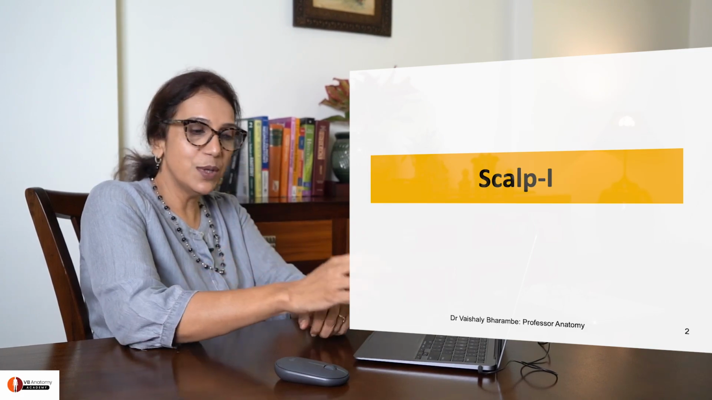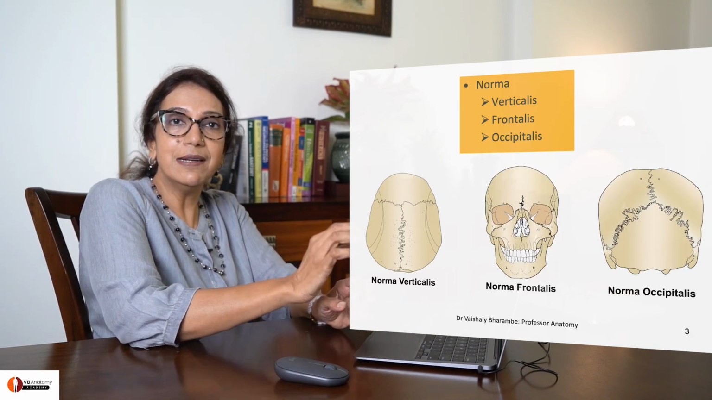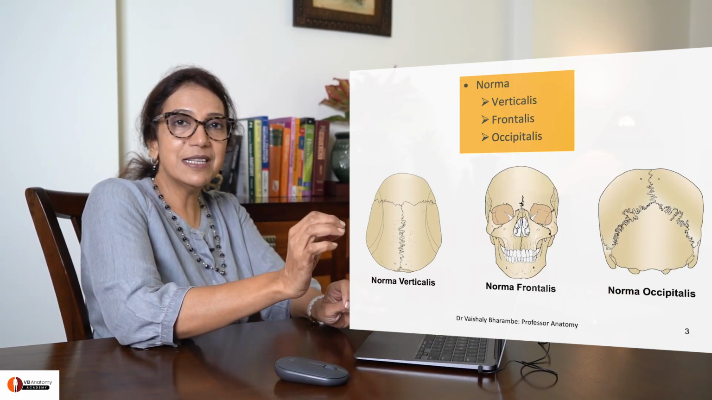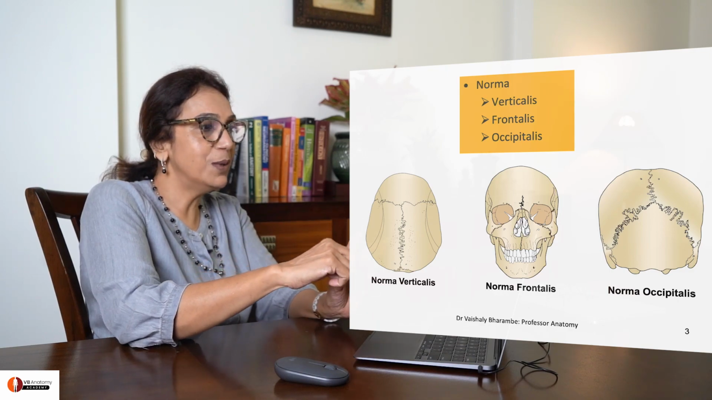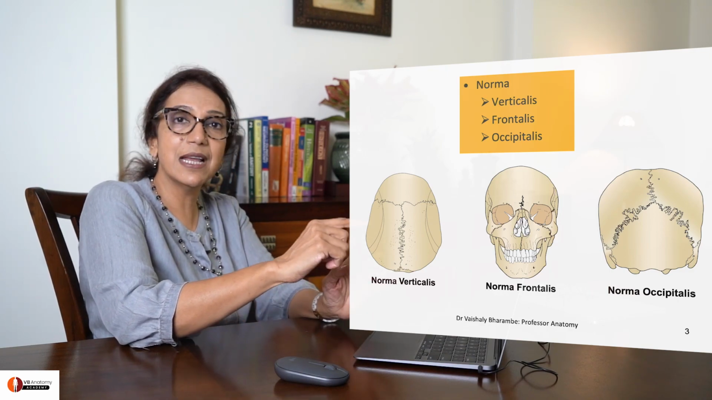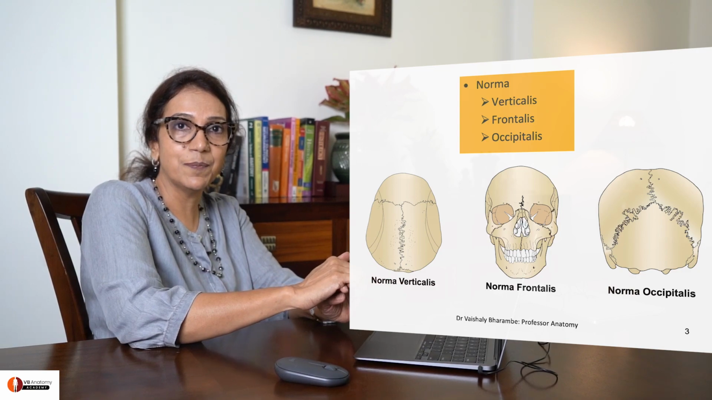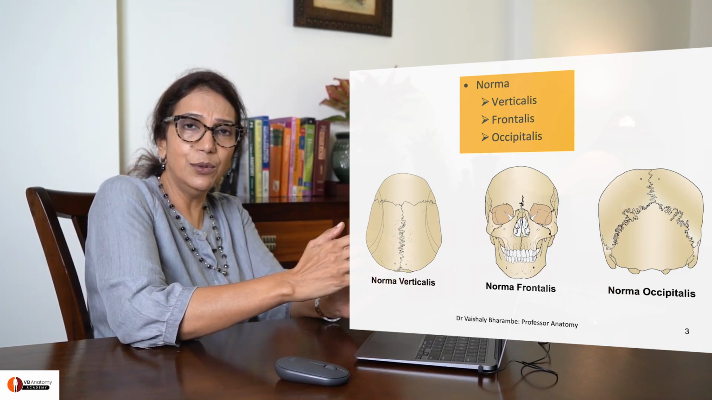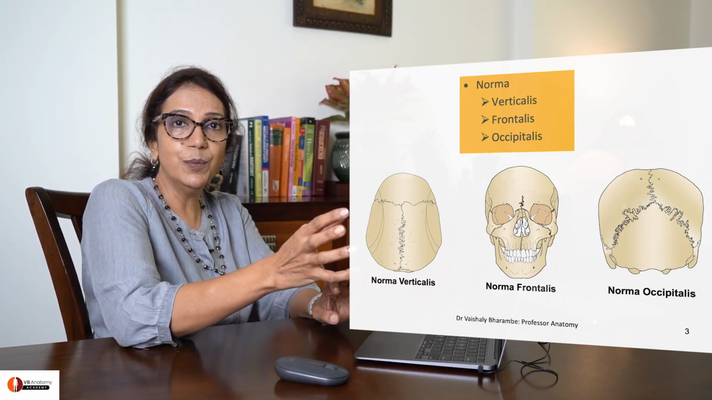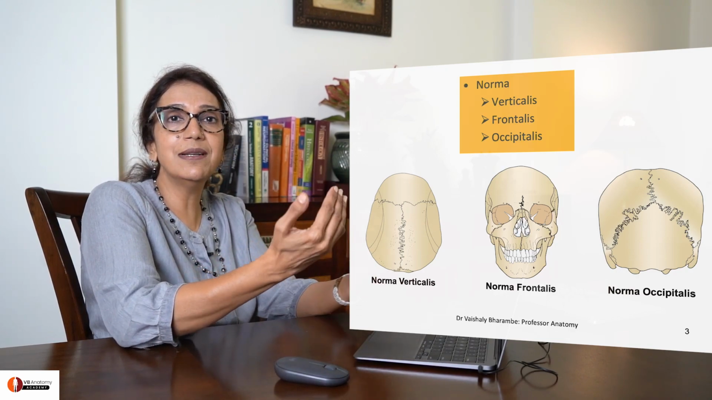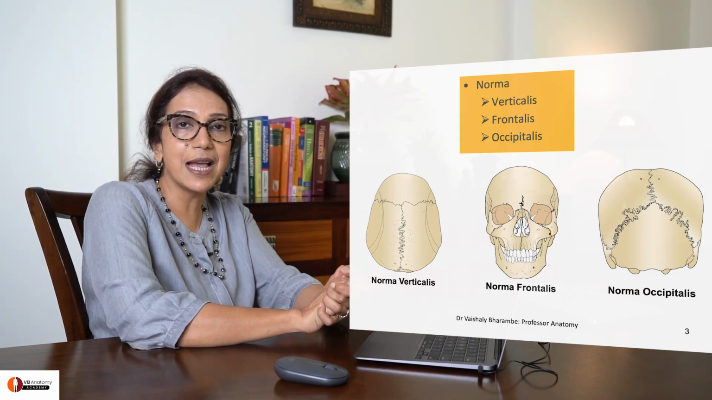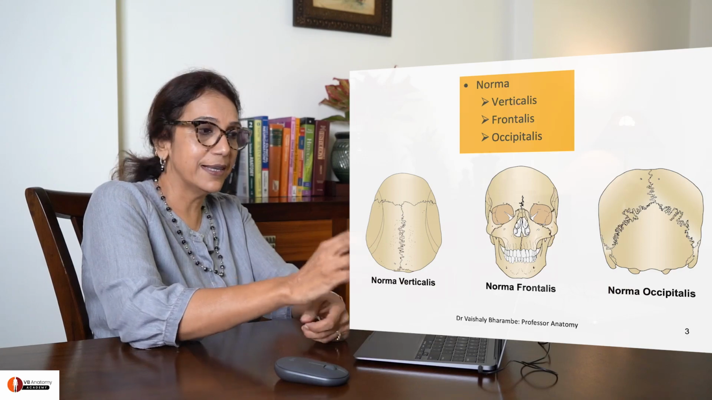First, one little request to you. If you want to really understand scalp well, my suggestion is just brush up on norma verticalis, norma frontalis and norma occipitalis. And if you feel I can't do it, then keep a skull with you. Okay, so that will help you to understand the bony attachments of the scalp a lot more easily.